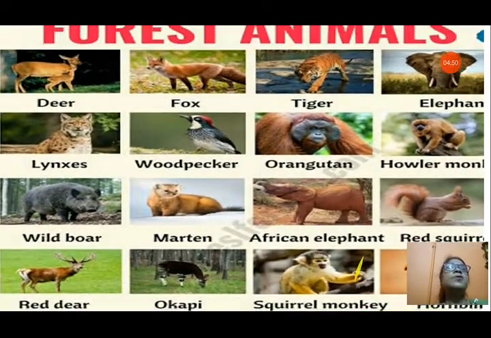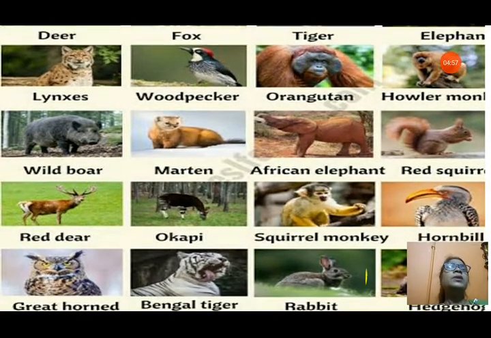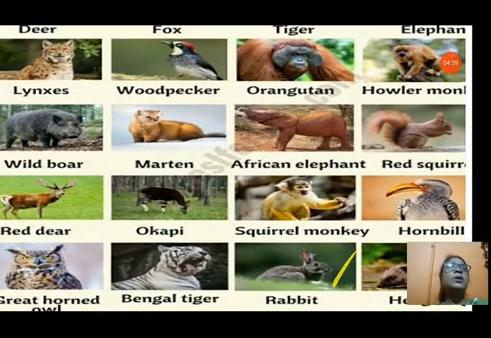Forest animals, you can see varieties of animals: deer, fox, tiger, elephant, lynx, woodpecker, orangutan, howler monkey, while many different kinds of animals are living on land.